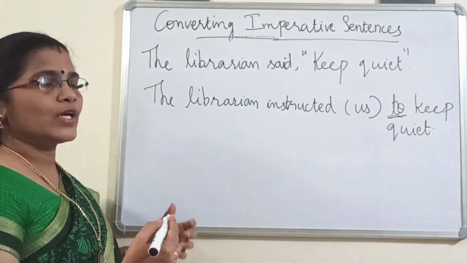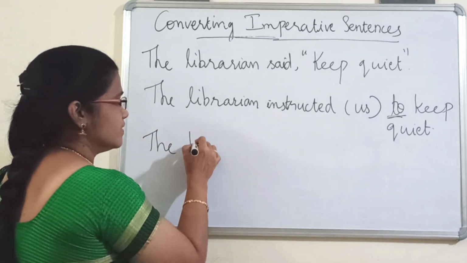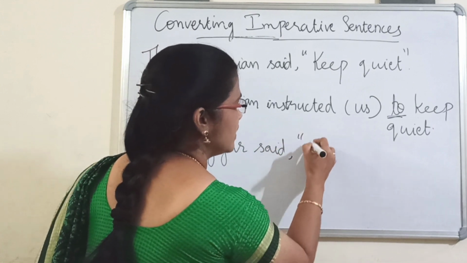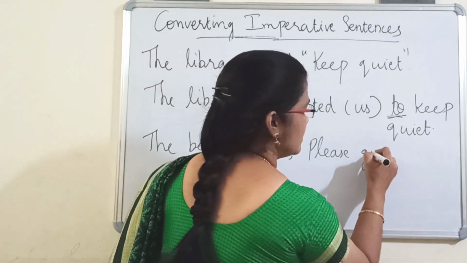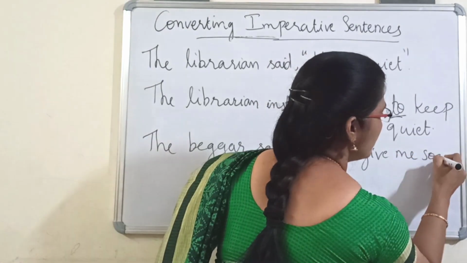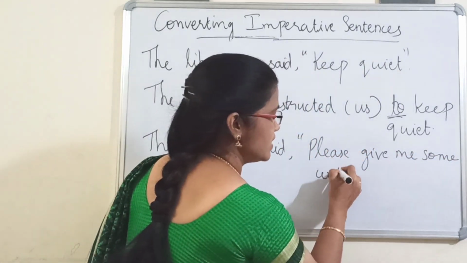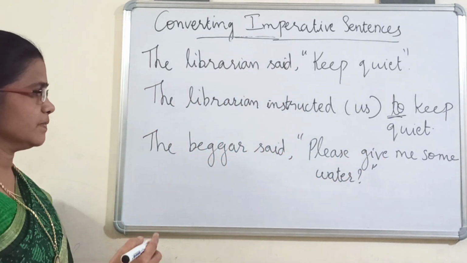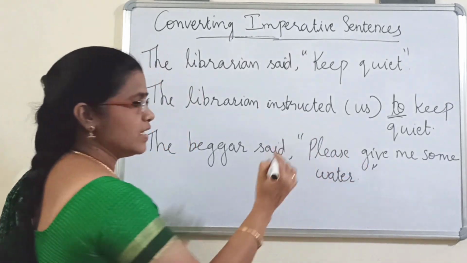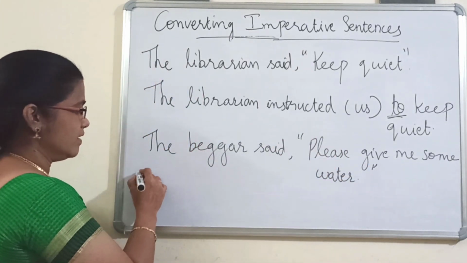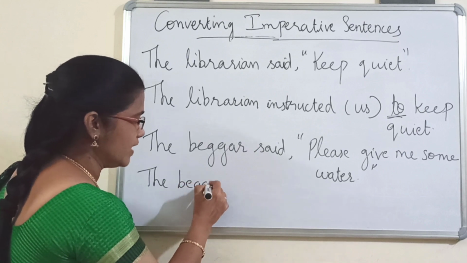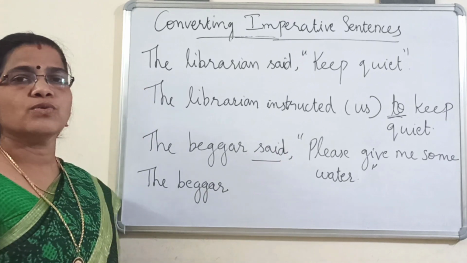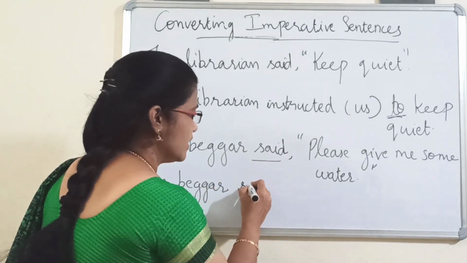Similarly, you can also make a request. The beggar said, if it's a request, your sentence would be like this. The beggar said, please give me some water. Please give me some water, right? What kind of sentence is that? It's a request, right? So, how will you change this? Okay, it's a request. So, the beggar, you know that it's a request. Okay. So, instead of said, what do you use? You use requested. The beggar requested.